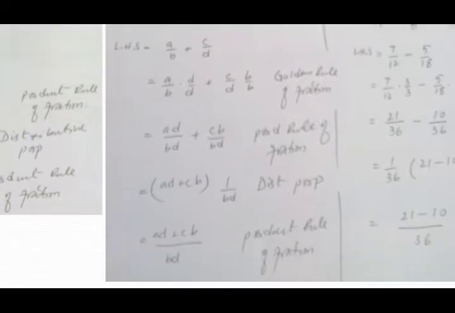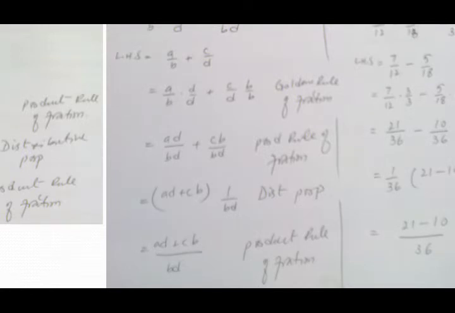Next, a over b plus c over d is equal to ad plus bc over bd. First of all, we arrange their denominators in the same position: multiply the fraction with denominator b by d over d, and this property is called the golden rule of fraction. Next fraction, c over d, we multiply it by b over b, and this is called the golden rule of fraction. Next we join these two fractions. This is called the product rule of fraction. Both denominators are the same. We take common 1 over bd and then again join by the product rule of fraction.